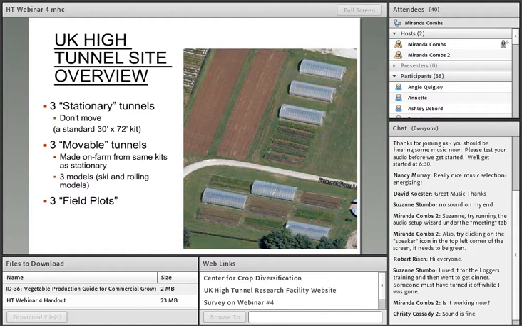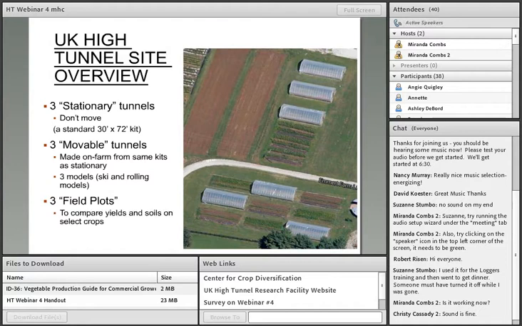The main reason I mention this is simply to point out the different types of rotations that we have out there, and also that the data that I'm going to be drawing on is replicated from a scientific perspective. So basically, we don't have 6 high tunnels out there. We have 1 high tunnel replicated 3 times in terms of a stationary tunnel, and a movable tunnel replicated 3 times, if that makes sense.